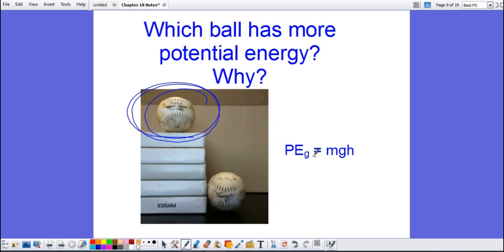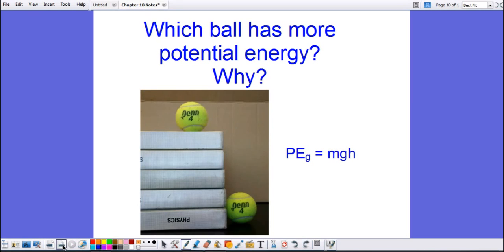Why? Well, the gravitational potential energy is the mass times the gravitational field constant times the height. Well, we usually say the lowest point is height 0, which means that this one is higher, so it's got more gravitational potential energy. The next one. Which ball has more potential energy? It's like the same problem.